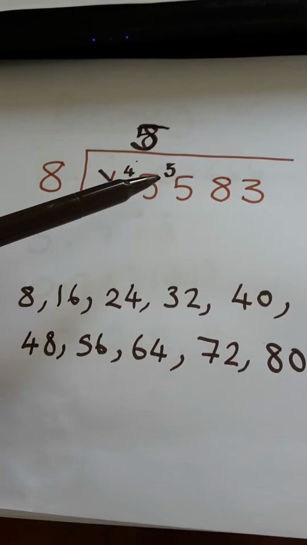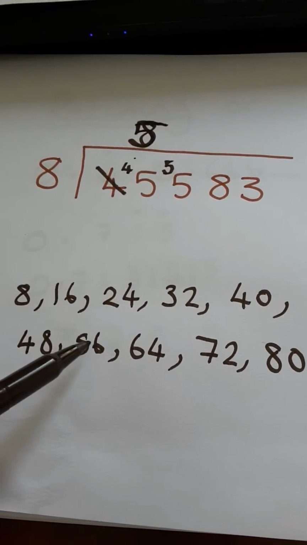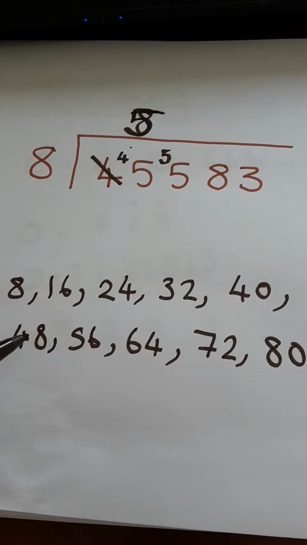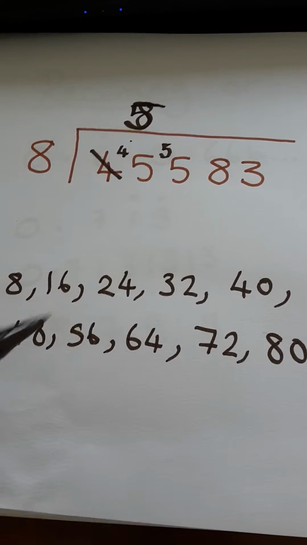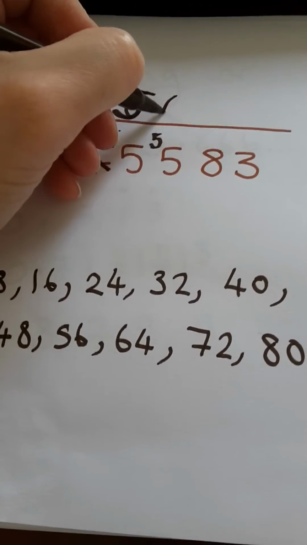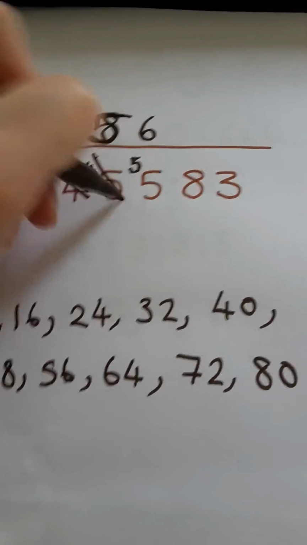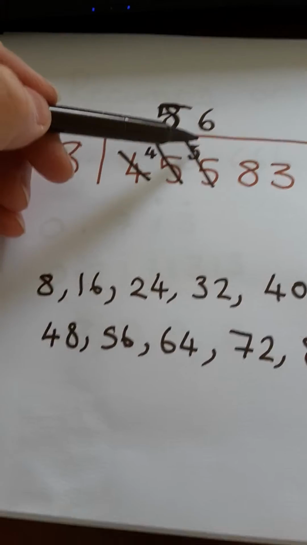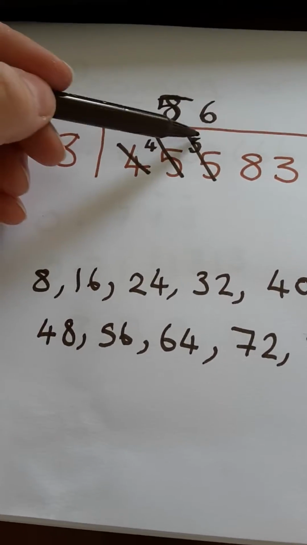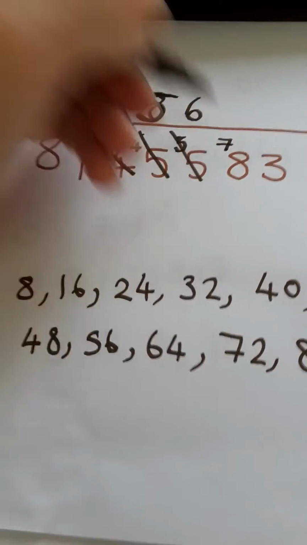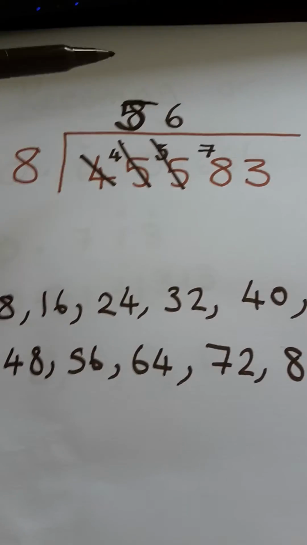How many 8s will fit into 55? Well, 56 is in the times table, but 55 isn't. So the closest number is going to be 48, which is 1, 2, 3, 4, 5, 6. But we're going to have a remainder. So the difference between 55 and 48 is 7. So I'm going to put my 7 here and carry it forwards.